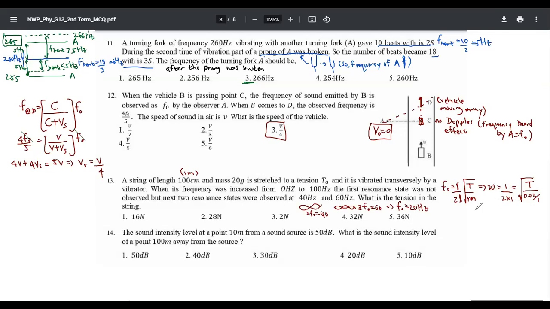Then either side must be squared. I think this 2 goes up. You get 40 here equal to square root of T over 0.02, and 1600 equal to T over 0.02. Answer is 32. Fourth one. No? Answer is fourth one. Right.